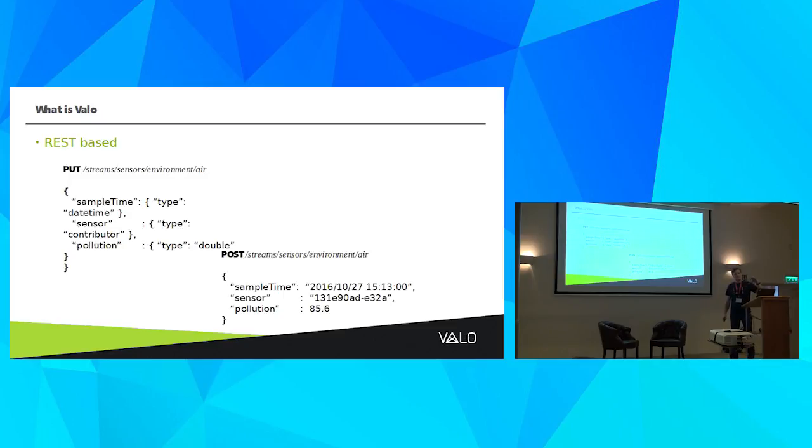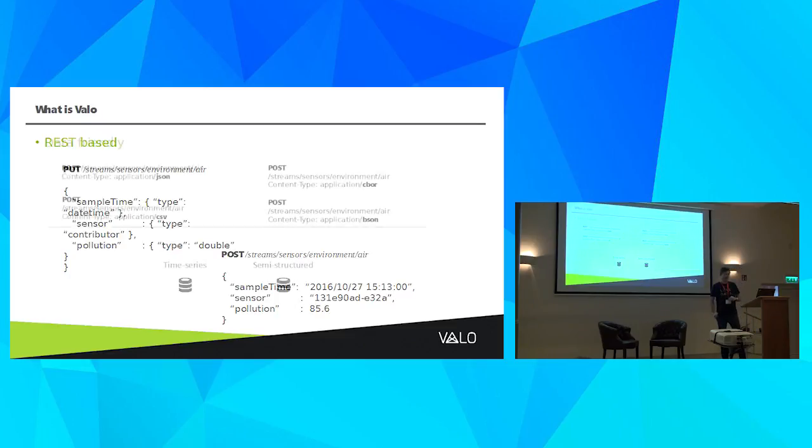The whole system is REST-based, so you interact with the system via REST, and you do put and post and delete commands. So in this example, we're creating an air sensor stream. A stream is just a URI, and here we put the schema. We just define the schema as a sample time, sensor, and pollution, and then you can post data. And that's how simple it is.